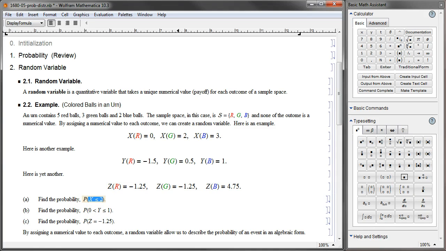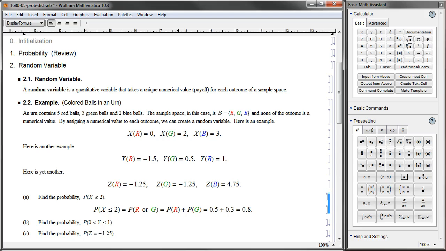The probability that the random variable X takes a value less than or equal to 2: X is less than or equal to 2. Here comes X. For which colors do we have less than or equal to 2? These two, 0 or 2. So you just add up these two probabilities and you have this kind of computation. In other words, the random variable changed these probabilities associated to colors into probabilities associated to an algebraic expression.